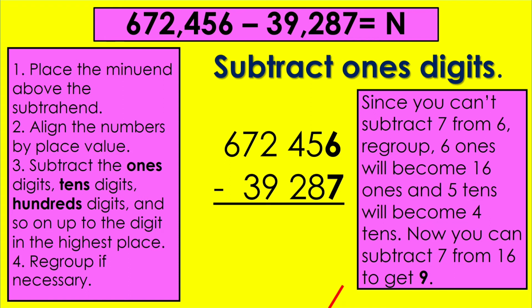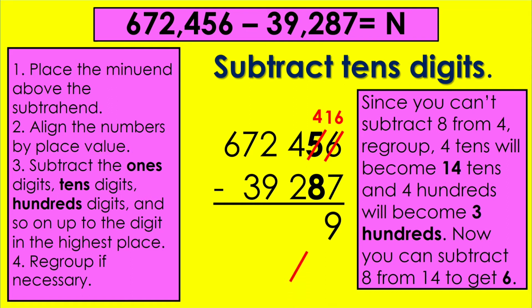So you have to align the digits. Then subtract from right to left. Since we cannot subtract 7 from 6, you have to regroup or borrow 10 from the next digit. So 6 will become 16, and then 5 will become 4. Now we can subtract 7 from 16, and that would have a difference of 9. So align 9 to the ones digit. Now let's proceed to the tens digit. So we have 4 minus 8.